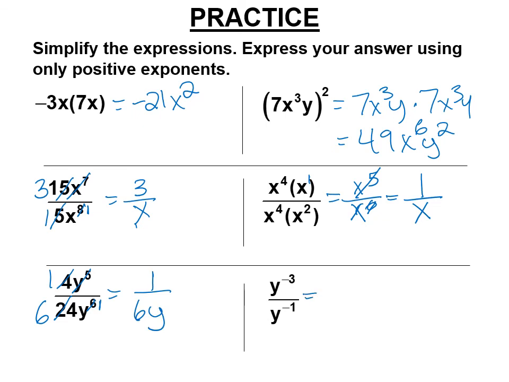All right, so we got to flip both of these, right? That goes down here, becomes y cubed. That goes up to the top and becomes y to the first. Now we cancel. And we get 1 over y squared.